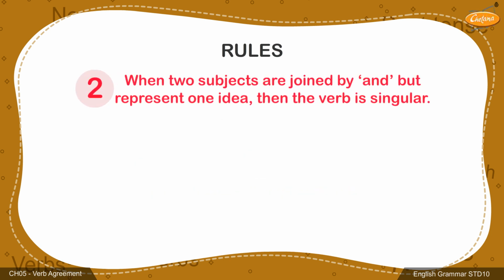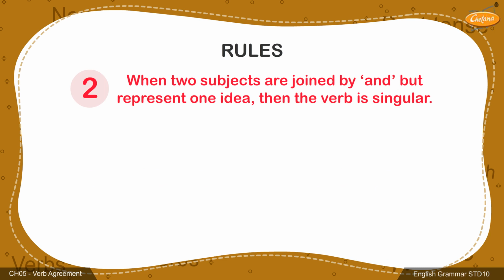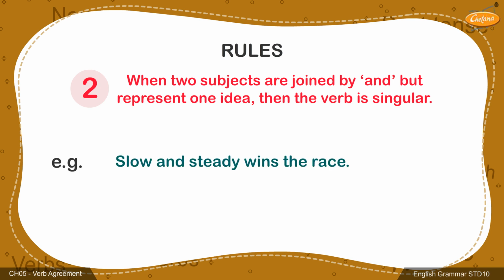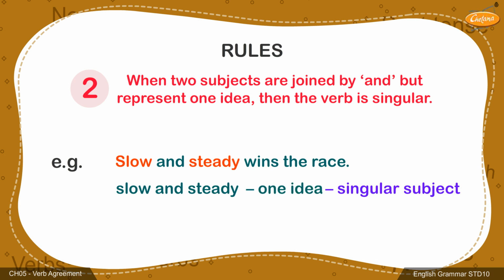However, the second rule states that when two subjects are joined by and but represent one idea, the verb used is singular. Let's consider an example. Here, two associated and connected ideas, slow and steady, are used in the same sentence. However, since they are connected, they are referred to as a singular idea and therefore a singular verb wins is used.